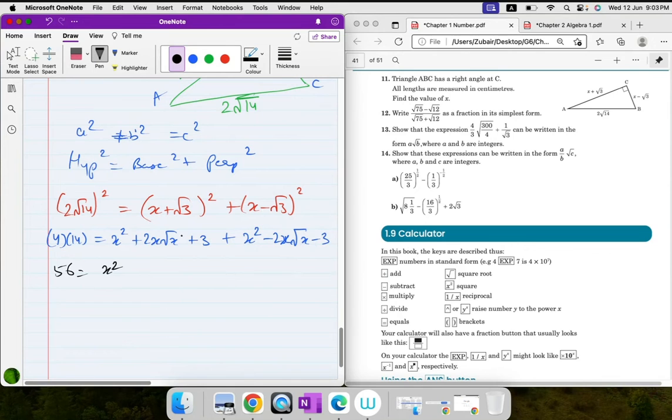X square, that was 3, this was 3. So positive and negative cancels out, and positive and negative again cancels out. X square and x square is 2x square. So 56 divided by 2 is 28. X square is equal to 28. X is equal to square root 28. And square root 28 is 2 square root 7.